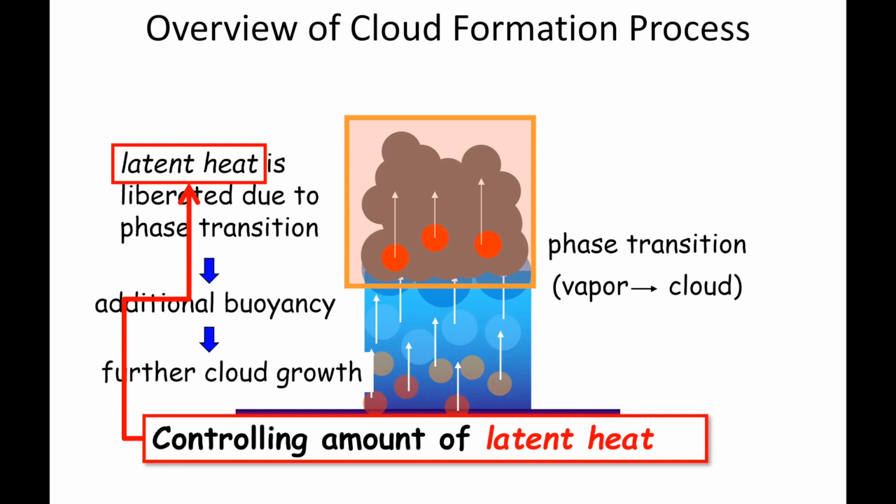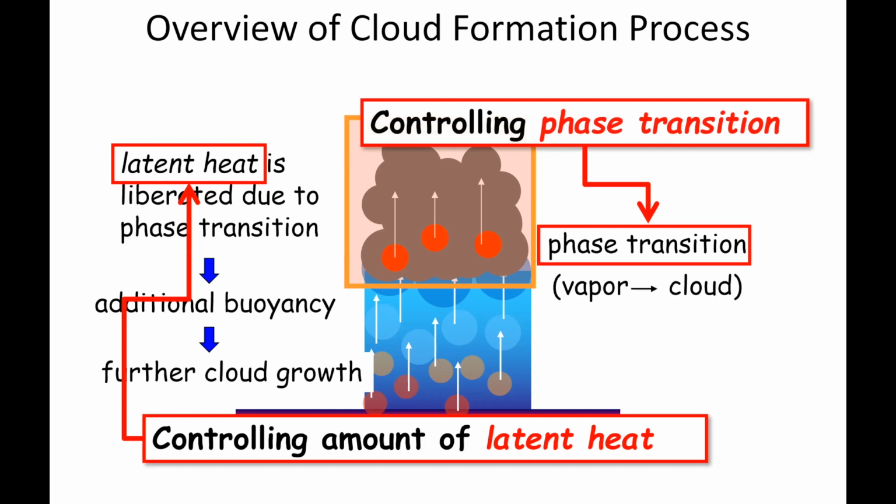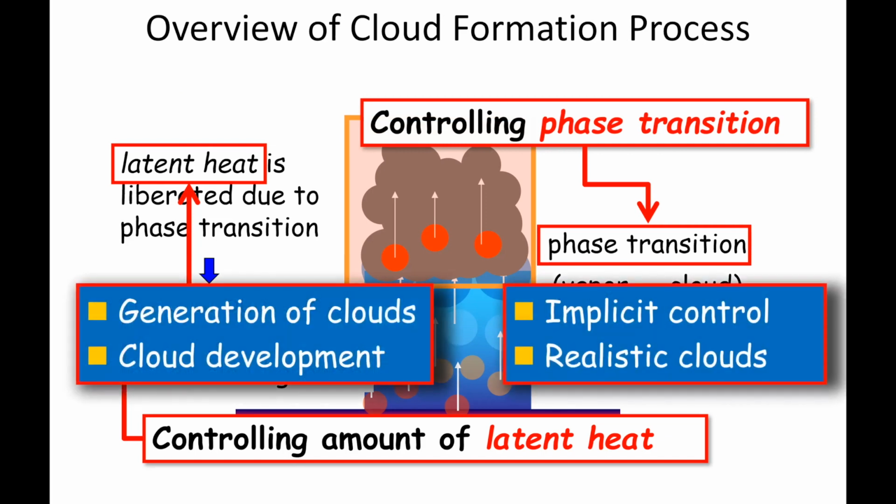However, the latent heat is not generated unless the phase transition occurs. So additionally, we decided to control the phase transition process. Particularly, we add a certain amount of vapor to promote the phase transition. We developed 2 controllers for these 2 variables, and by using these controllers, we can control the generation of clouds and vertical cloud development.